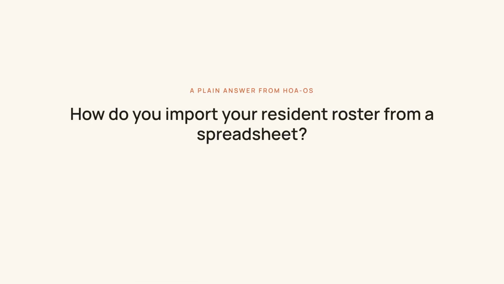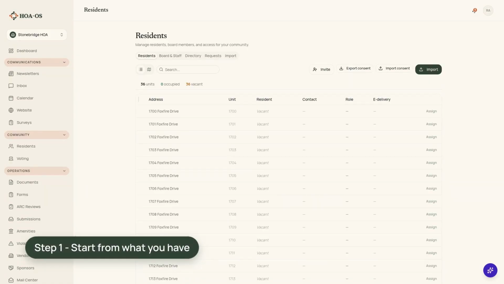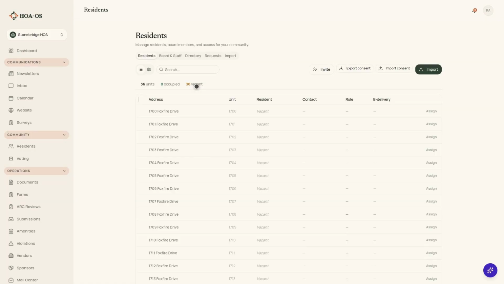Your community's roster lives in a spreadsheet, somebody else's spreadsheet, a previous board's, a management company's, a title company's export, every column named whatever that system happened to call it. Getting it into HOA-OS is one upload. The importer reads your column names, works out which is which, and shows you its answer before anything is created.